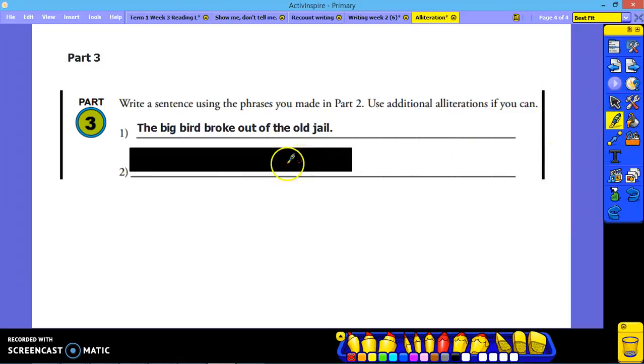Okay, so I added an extra letter there. Look, big bird, still my alliteration, and then broke. So I added the 3rd word. See if you can come up with one for K, Q, L, and N.